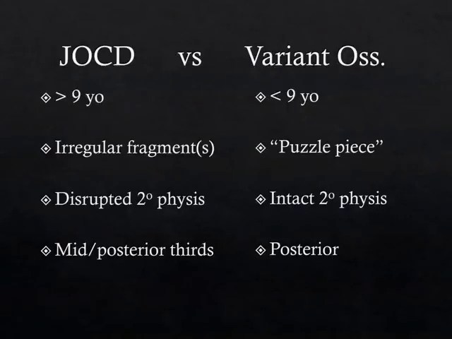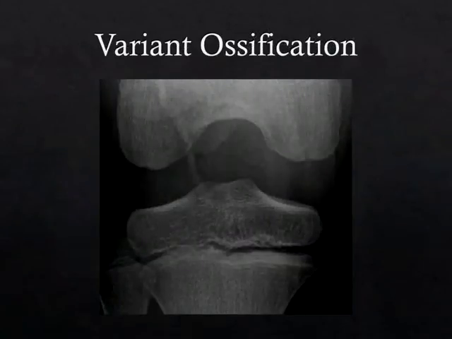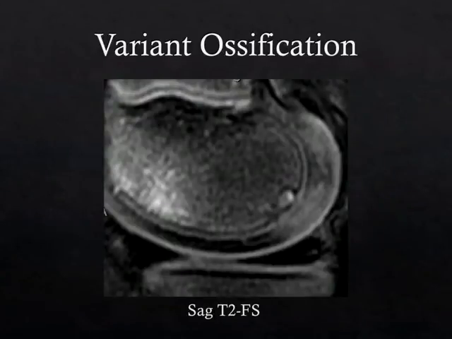And as I said, JOCDs tend to occur in the mid and posterior thirds of the epiphysis on sagittal images, whereas variant ossification tends to occur in the posterior third. With JOCDs, you're more likely to see associated marrow edema, and with variant ossification, there's typically no edema. So here's a notch view in an 8-year-old showing irregularity of the posterior aspects of both the medial and lateral condyles. That's just normal developmental variation.